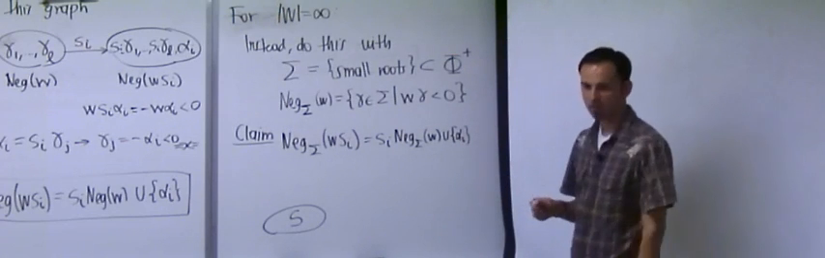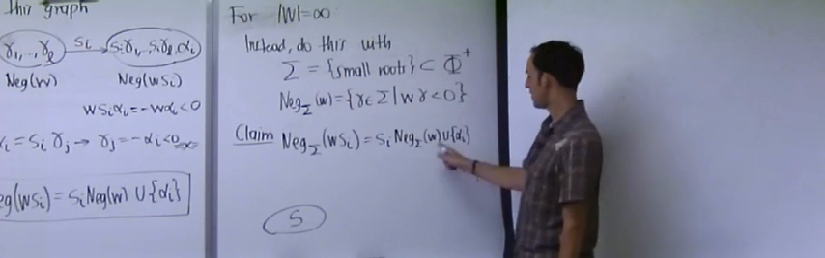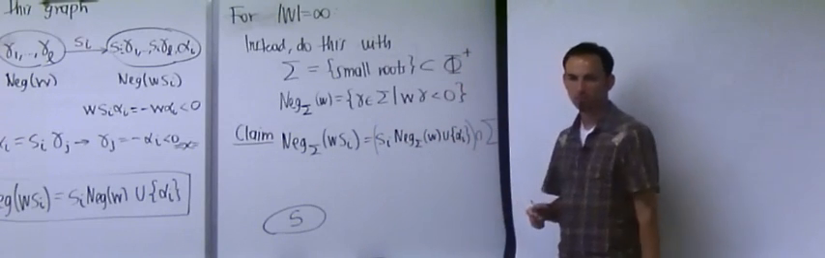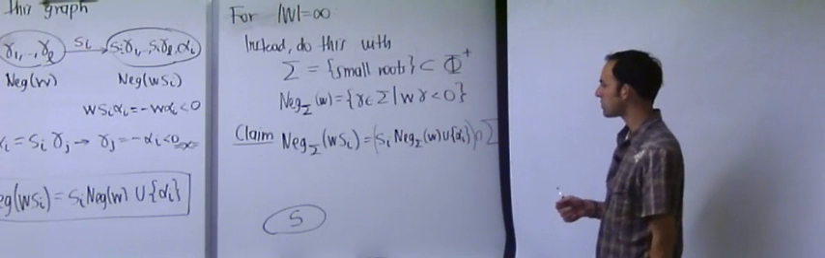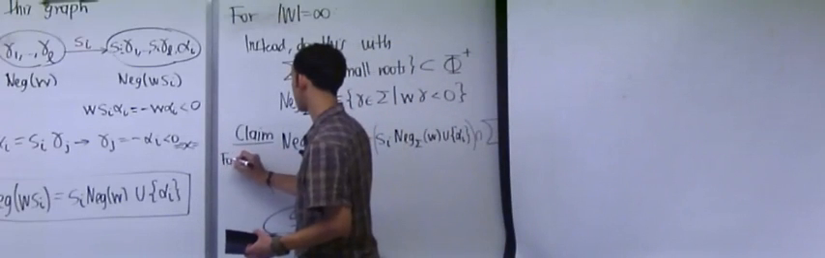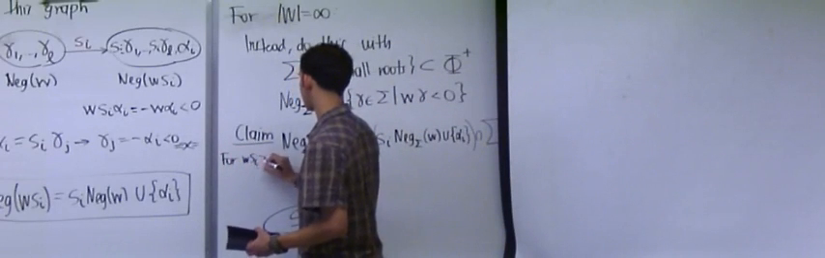It looks exactly the same, except that these guys are all supposed to be small. And so all I have to do is intersect with the small roots. Okay? So in other words, this is for W_S_I bigger than W. Okay?